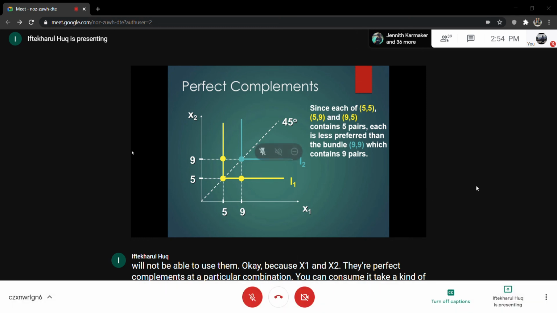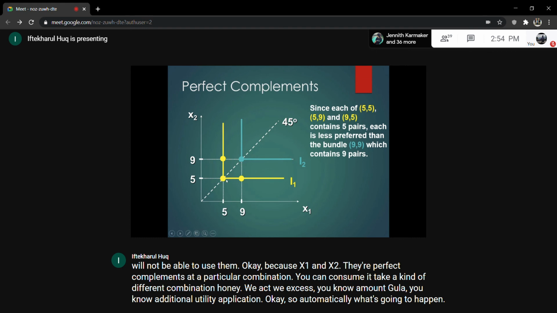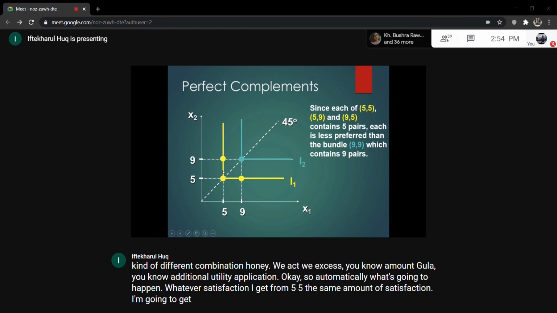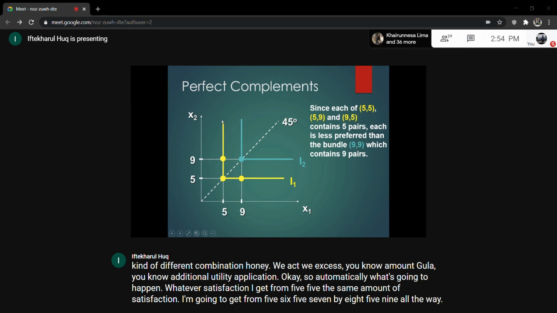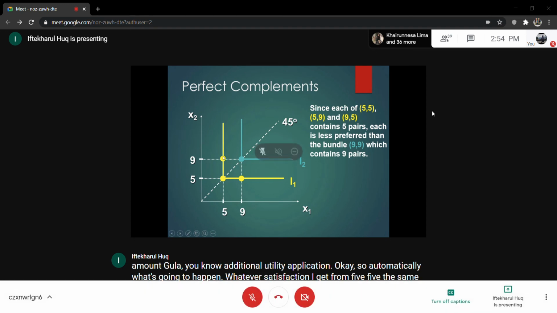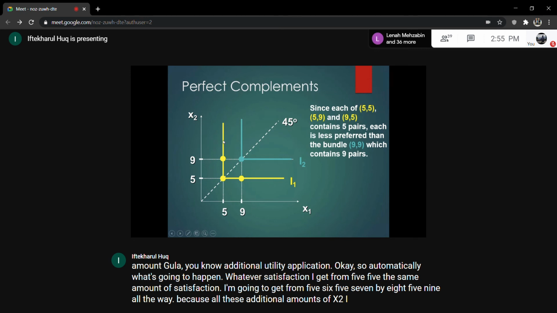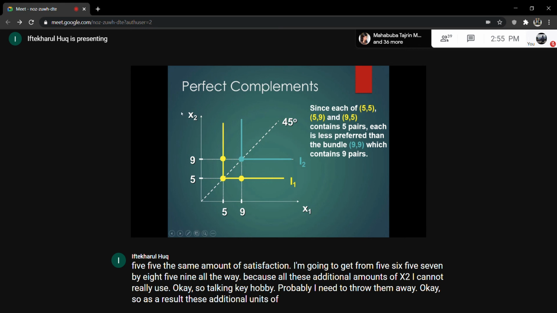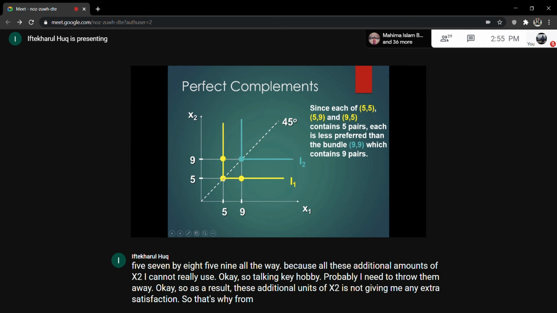Okay, so automatically what's going to happen? Whatever satisfaction I get from 5-5, the same amount of satisfaction I'm going to get from 5-6, 5-7, 5-8, 5-9, all the way. Because all these additional amounts of x2 I cannot really use. Okay, so তখন কি হবে? Probably I need to throw them away. Okay, so as a result, these additional units of x2 are not giving me any extra satisfaction. So that's why from this point onwards, the indifference curve is vertical.